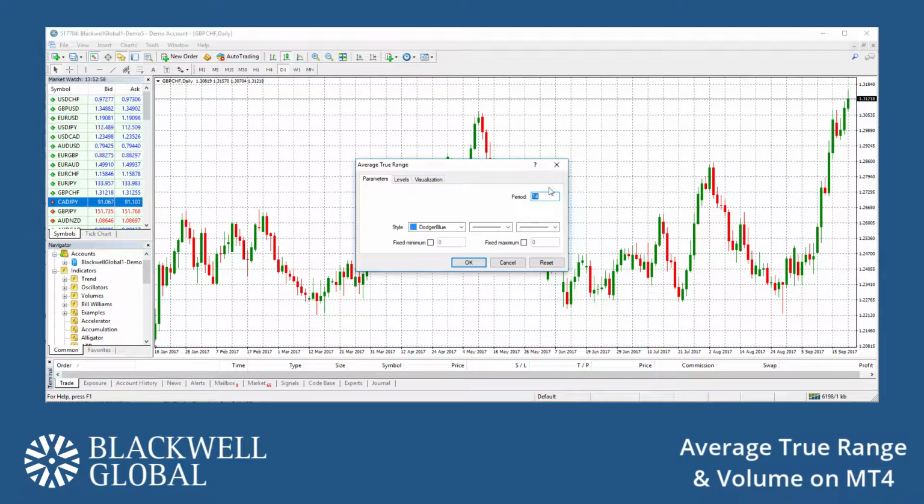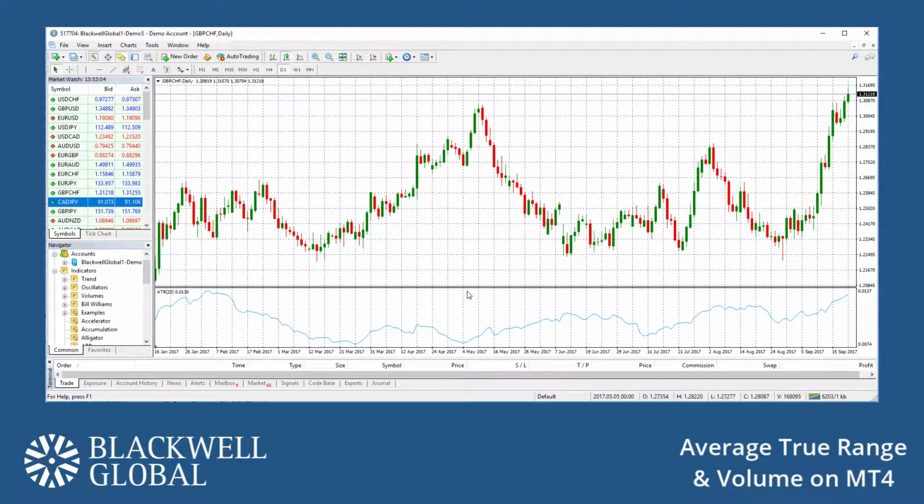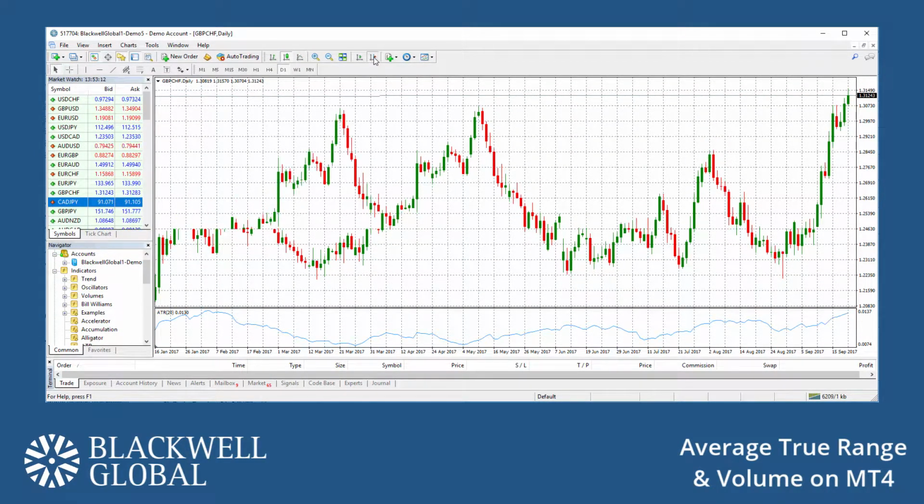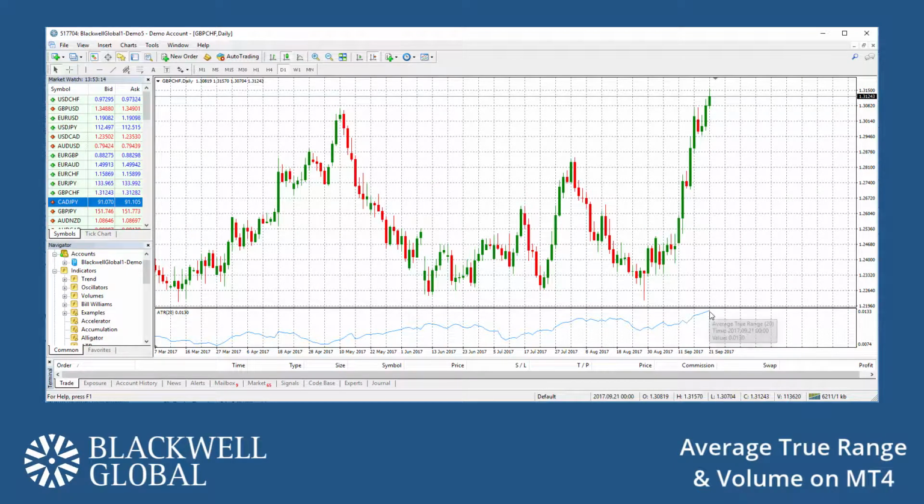The default setting is 14 days. Many traders prefer the 20-day ATR as it looks at the last month of market activity. If we mouse over the indicator, we can clearly see increased ATR, which is logical looking at this huge bull run over the last couple of weeks. The ATR at this point is 130 pips.